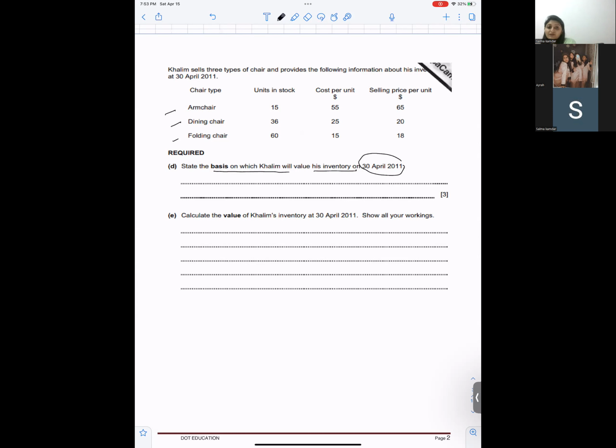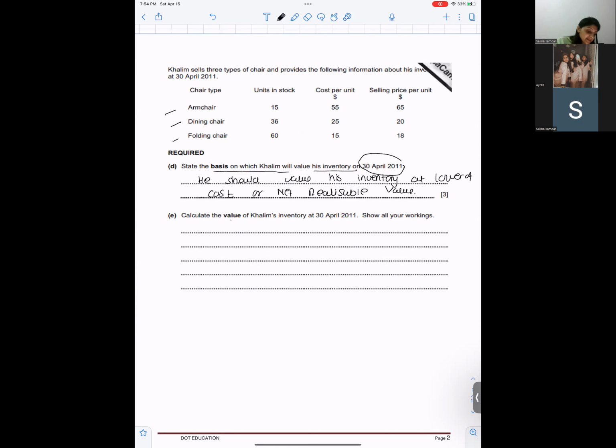So state the basis on which Khalil should value his inventory. He should value his inventory at the lower of cost or net realizable value. Are you with me? Go to the next one.